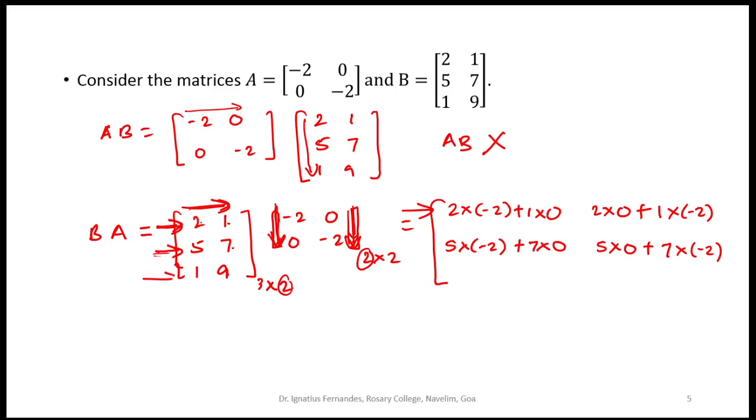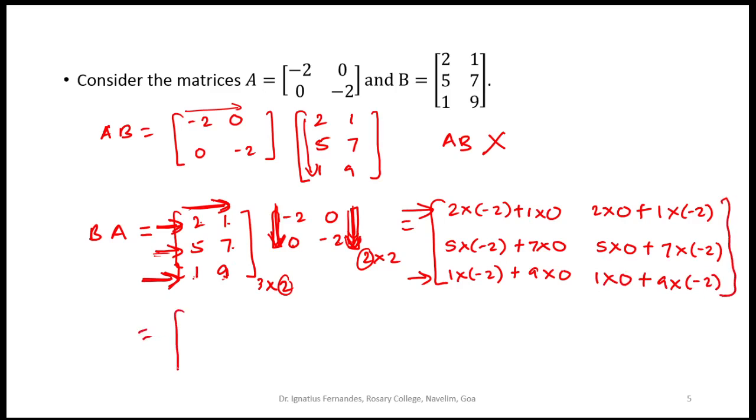Finally I go to the last row, and the last row will give me the last row here. So the last row in B I'll multiply to the first column and then the second column. So 1 into minus 2 plus 9 into 0. And then this row multiply to the second column: 1 into 0 plus 9 into minus 2. So this is what I have.